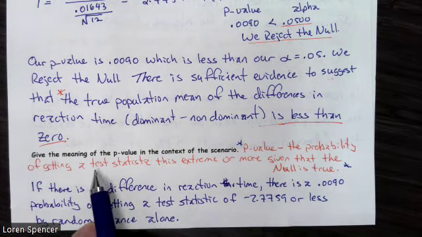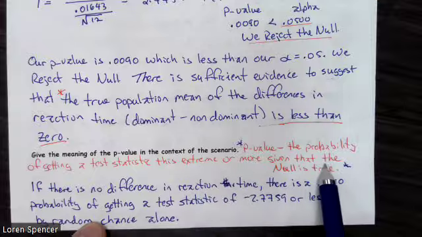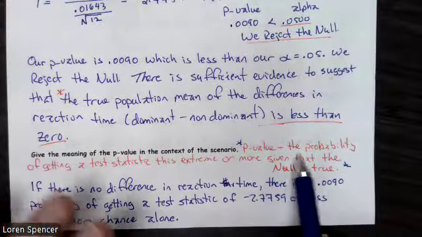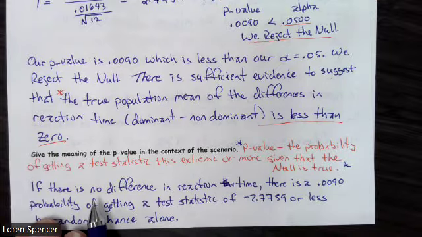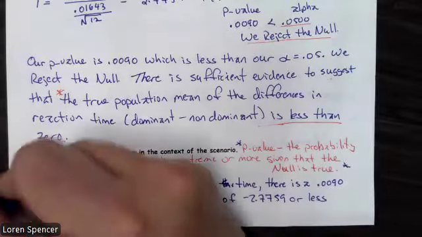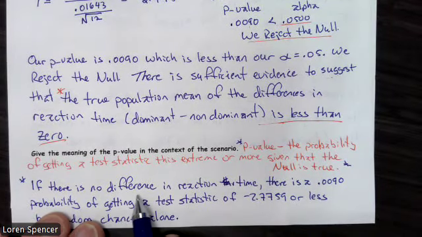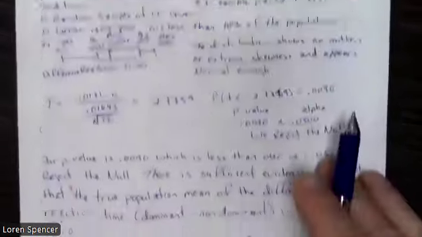The p-value is the probability of getting a test statistic this extreme or more extreme given the null is true. So in other words, given a true null, this is our probability that we'd get a test statistic like this. We're not proving anything. We're just saying, hey, if it were true, we would expect this to happen. This is where you're going to get the points. Given there is no difference in reaction time, that's what we said here.